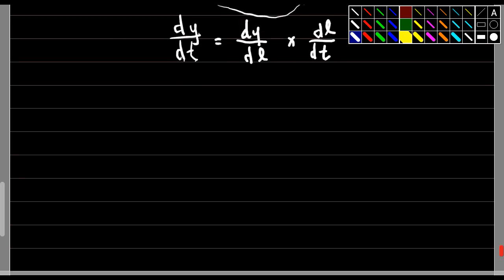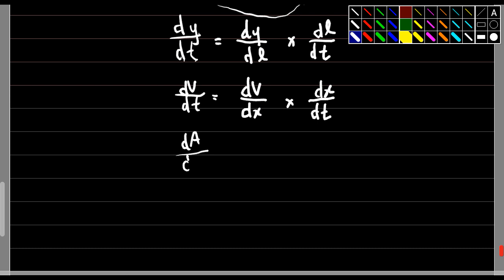Okay, now let's go through more examples. Sometimes I don't have y over t. Sometimes I have volume. So dV over dt will be dV over something times something over dt. What is this something? Look at this question in particular. It is x. So over here this will be dx, here will be dx. Okay, now more examples. Let's say I have area. Again the same thing. So this will be dA over dx times dx over dt.